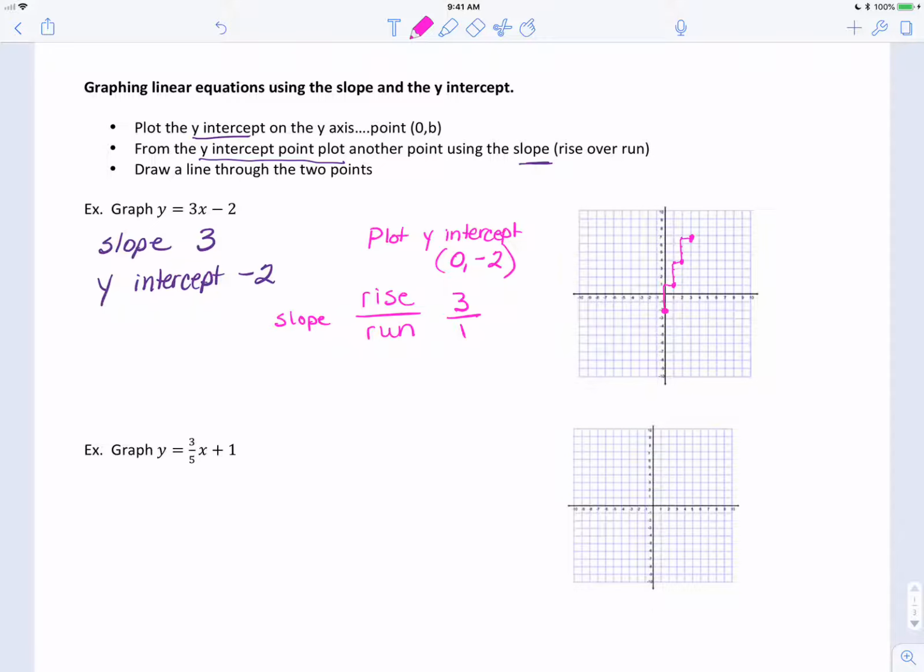Can you agree with me that 3 over 1 is the same thing as negative 3 over negative 1? Yes, a negative divided by a negative is a positive. So let's go down 3. 1, 2, 3. We went down 3, then we're running over negative 1. Is that falling in line with my other points on the line? Yes, it is. So we can make points going both ways from that y-intercept if we want to. And that is how we graph that line, given the slope and the y-intercept.